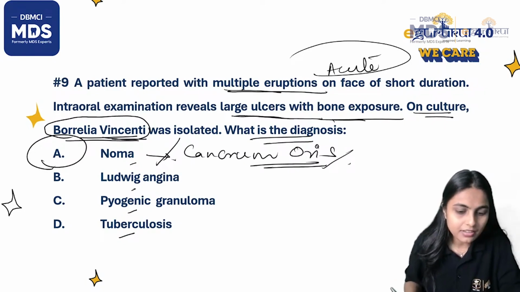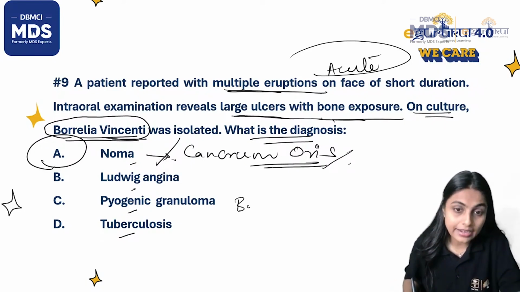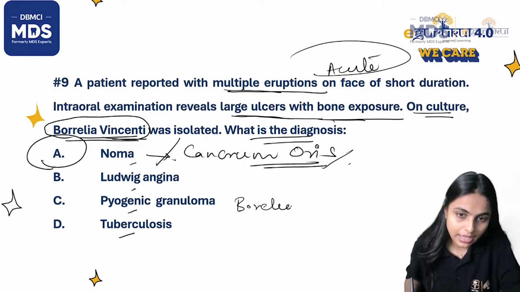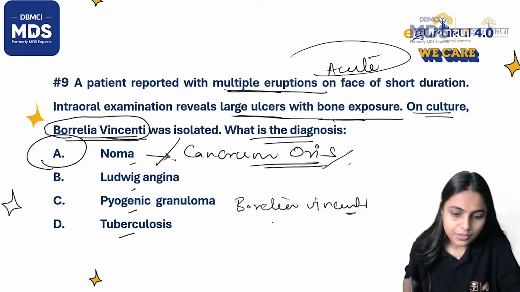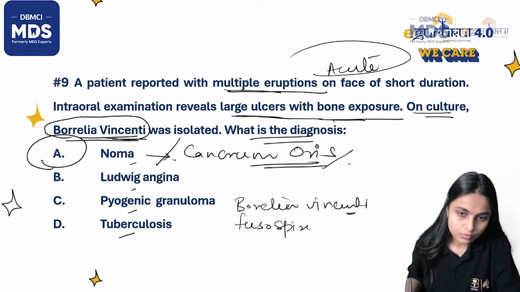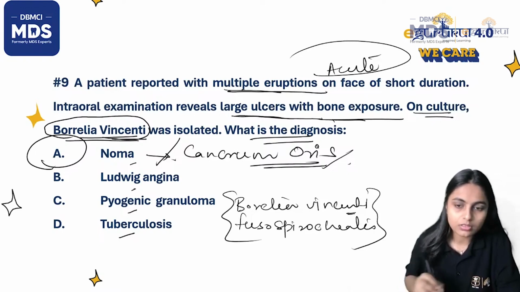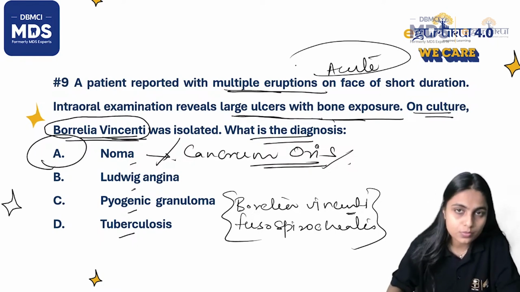Okay. And Borrelia vincenti is one of the organisms, and the second organism that we have is fusospirochetes. So these two bacteria cause this Noma or cancrum oris, which is a bacterial infection.